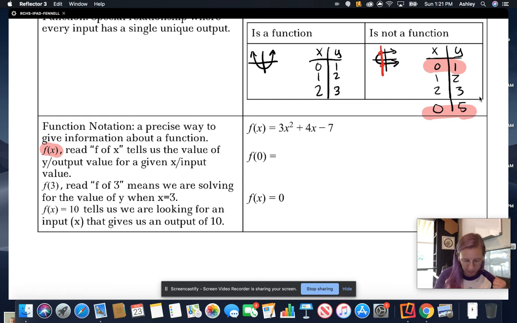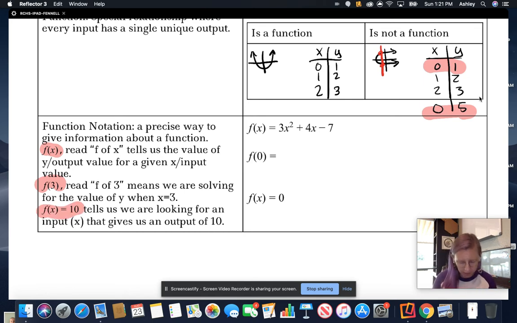But later we could say f of 3. And now what that's saying is I want the y value that corresponds to the x value of 3. What's the value of y when my input is 3? So that's what function notation is telling us.